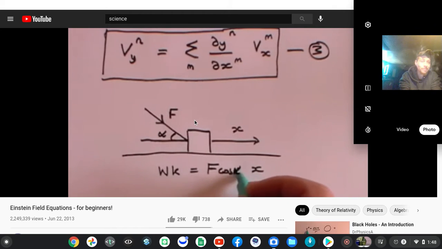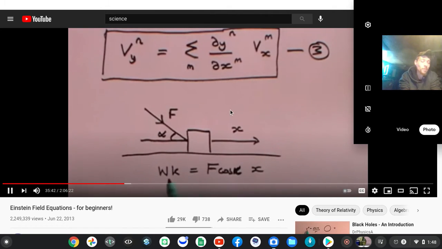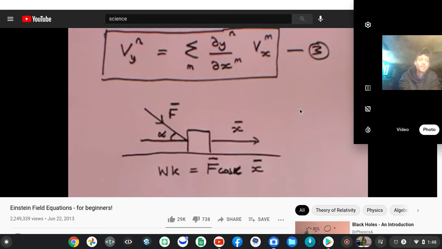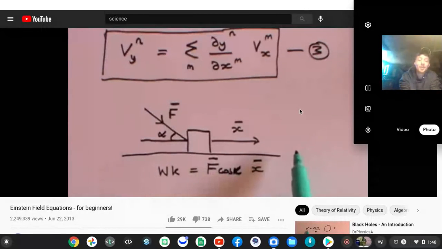So the work done will be that component of the force that's in the direction we want to move, times the distance we travel. And you can think of F and X as being vectors. X has a magnitude and a direction. The direction is in the X direction. F has a magnitude and a direction.